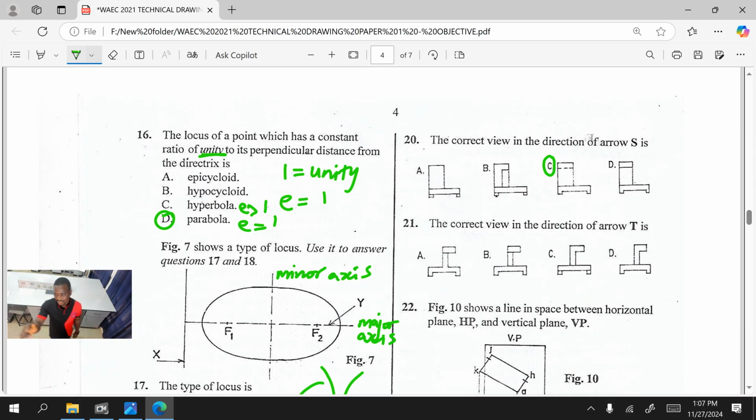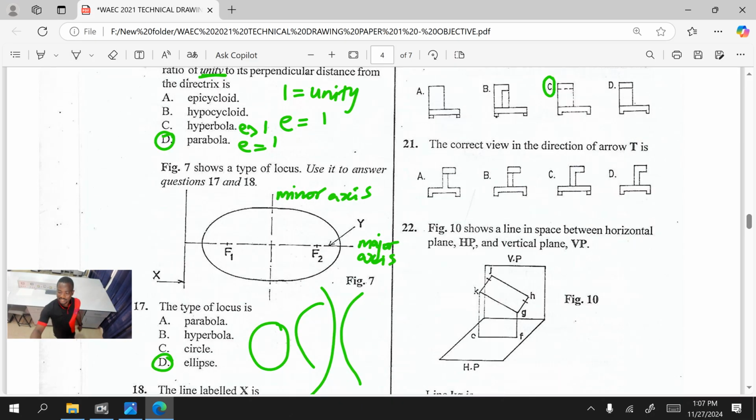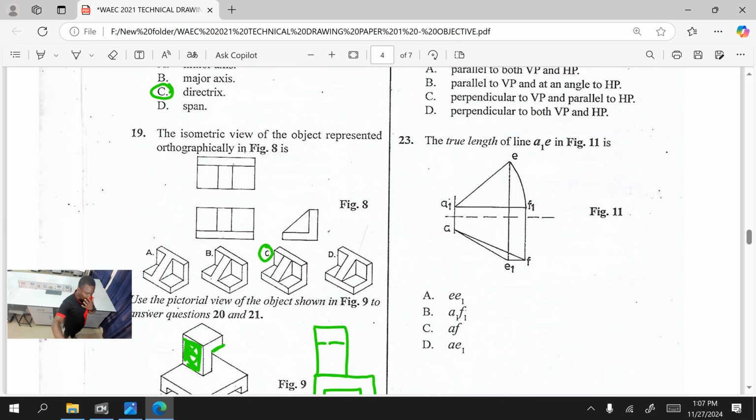A would have been the answer, but there is no hidden detail shown. Do you get it now? So that's why I said a single line can change everything. So C is the answer. You must show the hidden details. 21 says the correct view in the direction of arrow T is dash. So let's go and look at arrow T.